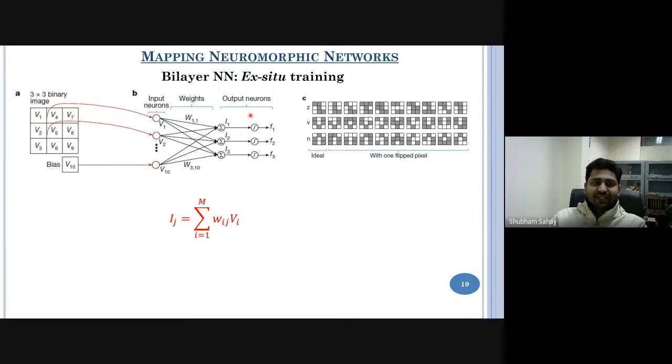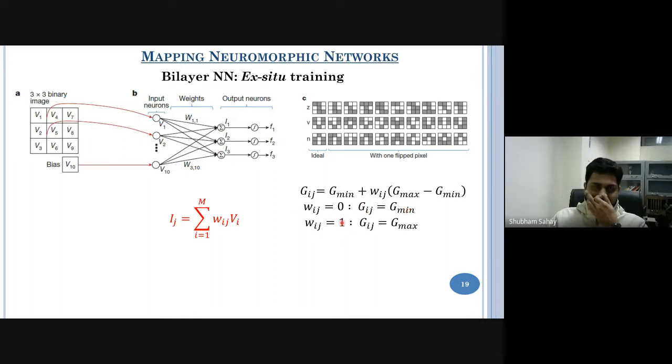And how do we map these weights obtained in software to conductances obtained on hardware? So we have this simple transformation where Gij is simply Gmin, which is the minimum conductance of the RRAM, plus the weight value obtained in the software multiplied by Gmax minus Gmin. So, sanity check: when the weight obtained in software is 0, your conductance is minimum, and when the weight is 1, then the conductance is maximum. Therefore, weight and conductances follow a one-to-one correspondence.